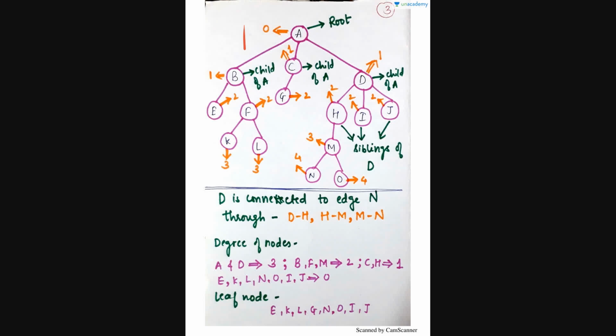So now what is this path? Now suppose I have to come from D to N. Then first I will have to go from D to H. Then I have to go from H to M. Then I have to go from M to N. So for coming from D to N, I'll have to cross DH, then HM and then MN. So this is nothing but the path from D to N.